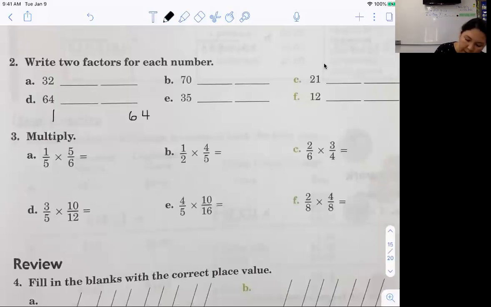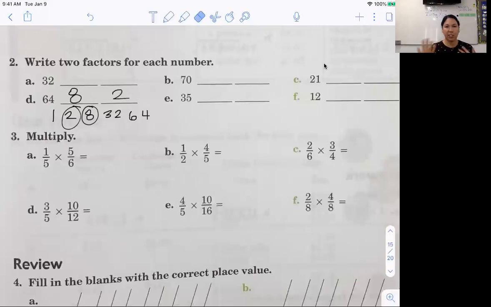So 1 and 64, 2 and 32. I don't know if you guys knew that. 8 and 8. So I can pick any of these. So I'm going to pick 8 and 2. I picked these two. All right? You can pick any 2 factors for each number.